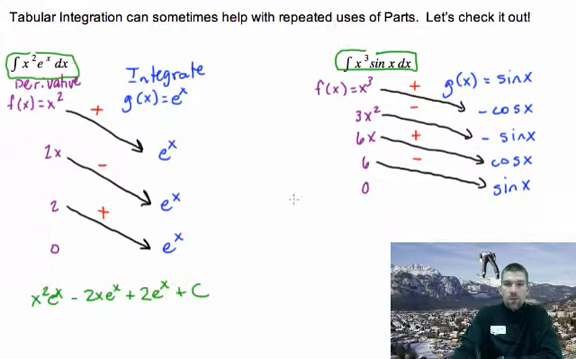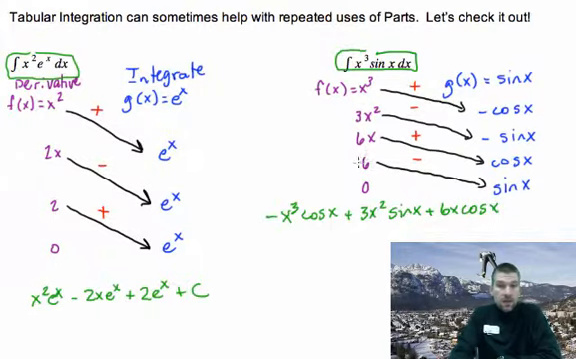This integral is going to equal, because x cubed times positive 1 times negative cosine x, negative x cubed cosine x. And then 3x squared times negative 1 times negative sine x. Negative times negative is positive, so plus 3x squared sine x. And then 6x times cosine x, plus 6x cosine x. And then 6 times negative 1 times sine x, minus 6 sine x, plus c. And that's tabular integration.